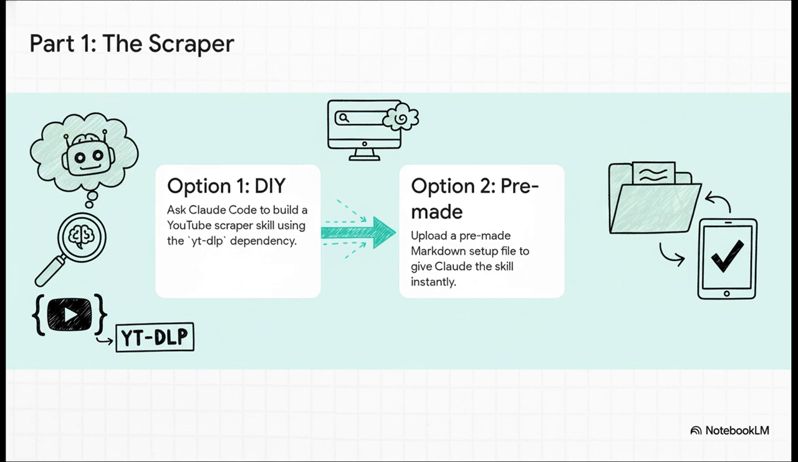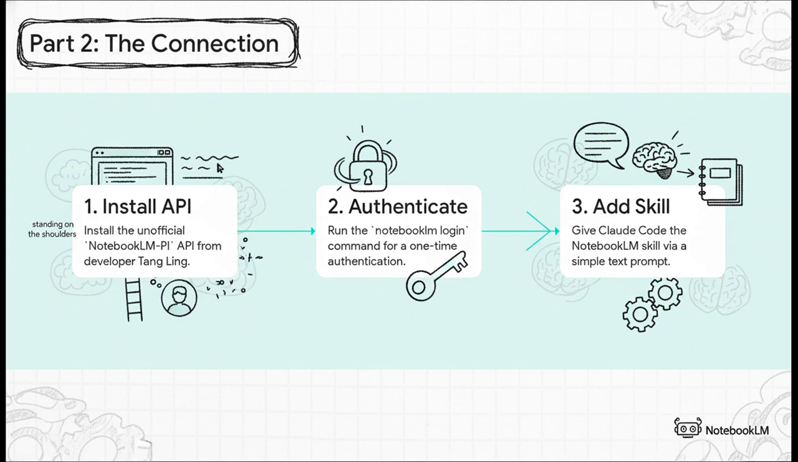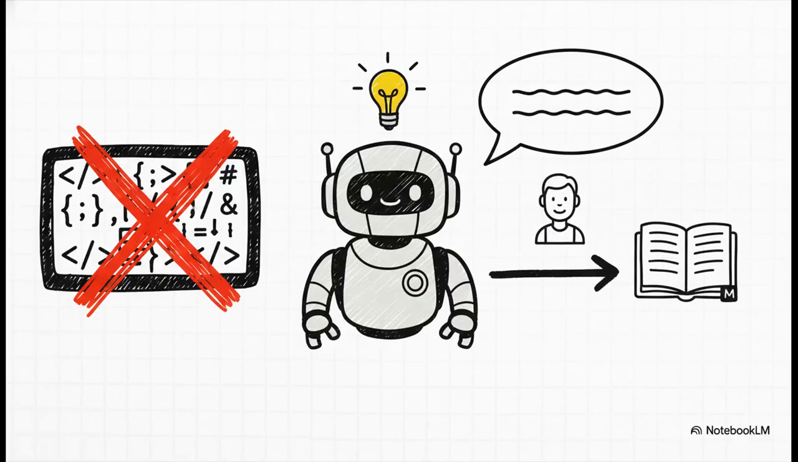Simple as that. Second, we connect everything to NotebookLM. Now, since there's no official API for it, which is just a way for programs to talk to each other, we're going to use an amazing unofficial one made by a developer named Tang Ling. You just install it from a terminal, run a simple one-time login command, and that's it. You're authenticated.